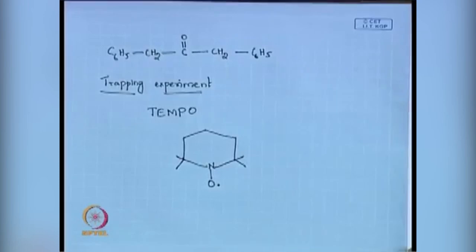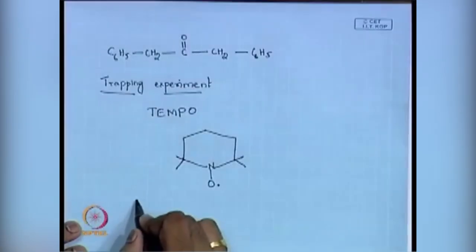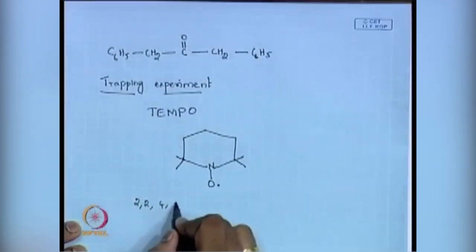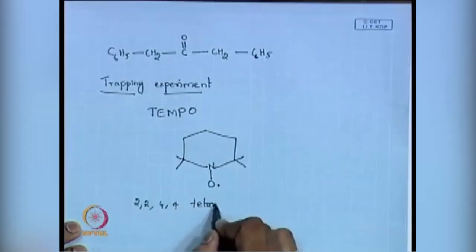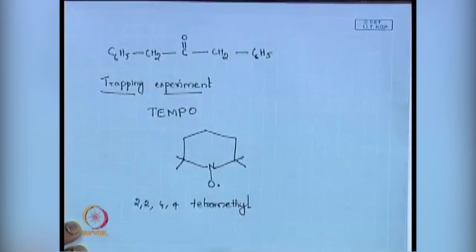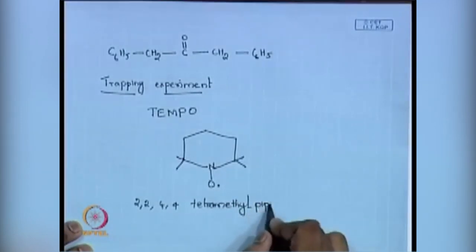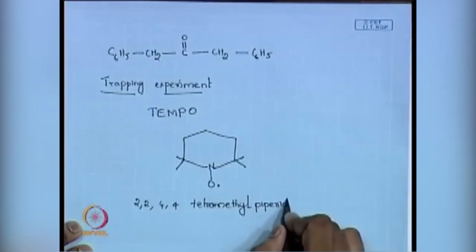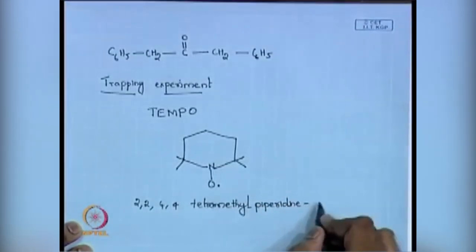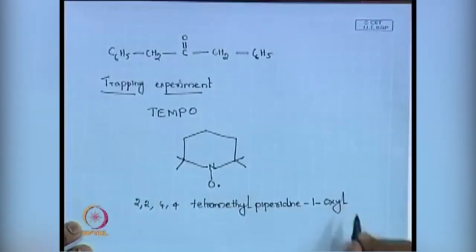Right, this is a very good radical tool because it is stable and it can easily trap things. If you want to know the name, it is 2,2,4,4-tetramethylpiperidine-1-oxide. Okay, this is a very good trapping agent. So, we will see how this can trap.